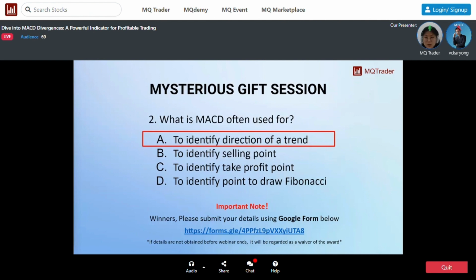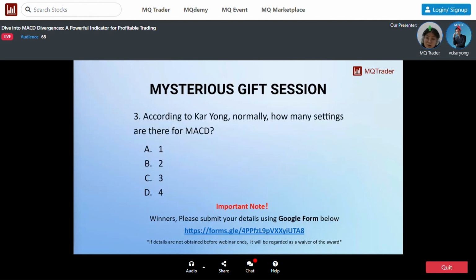Okay, so the last question, do take note, ready? According to Ka Yong, normally how many settings are there for MACD? Or I would say components. This is slightly confusing, but I believe most of you can get it right as well. 1, 2, 3, or 4, which three settings did he mention today? Slightly slower response now.